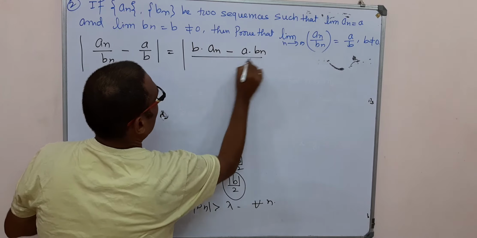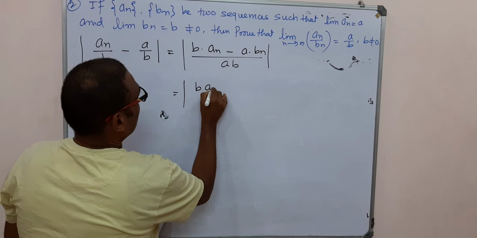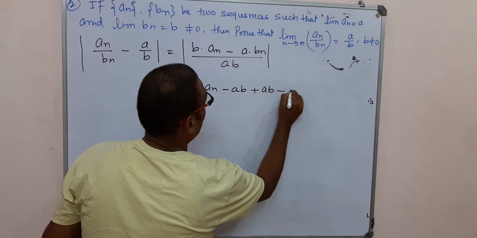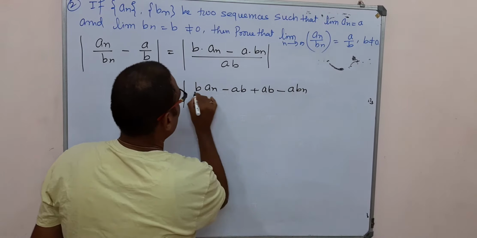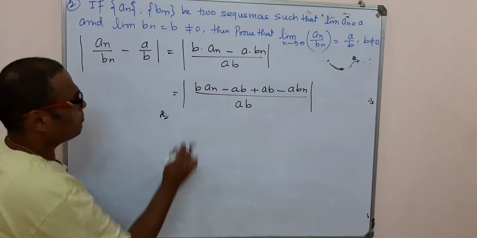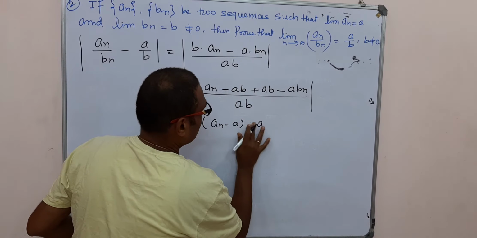Now we add and subtract some terms here for simplification, which is equal to b into a_n minus ab, then plus ab minus a into b_n, whole divided by ab. That is, here we add this term and subtract, and we apply the triangle inequality. Before applying the triangle inequality, we simplify this result. We take b common here: b times a_n minus a, plus a is common, minus a is common.